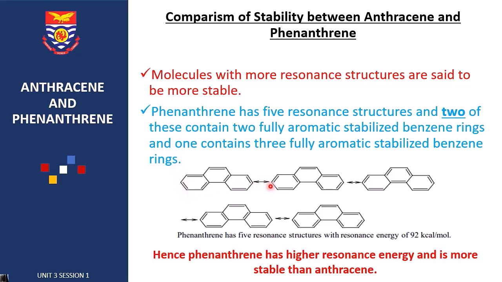So please take note. The number of resonance structures is related to stability. The more resonance structures that are formed, the more stable the compound is. And of course, if there are more resonance structures with full benzene rings, they make the resonance structure more stable than those with fewer full benzene rings.